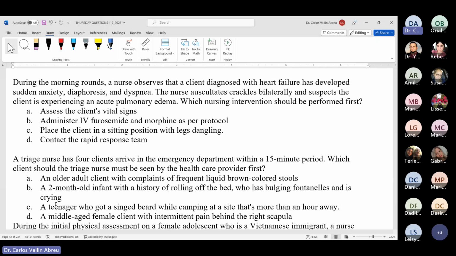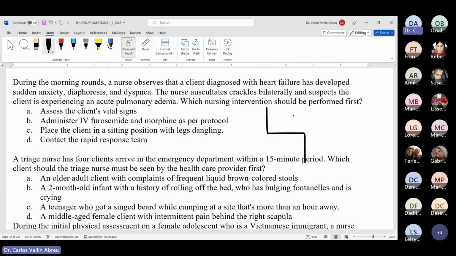Which nursing intervention should be performed first? What do you do first with this client? Assess the client's vital signs. Administer IV furosemide and morphine as per protocol. Place the client in a sitting position with legs dangling. Contact the rapid response team. What do you do first? C. C as in cat. Exactly.